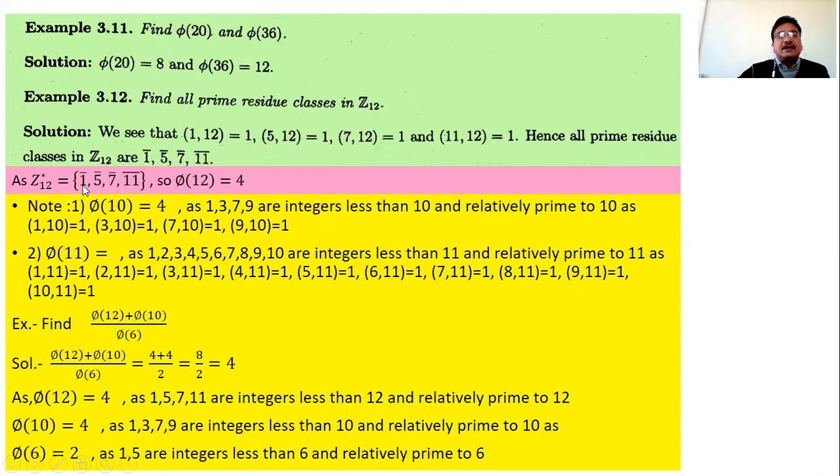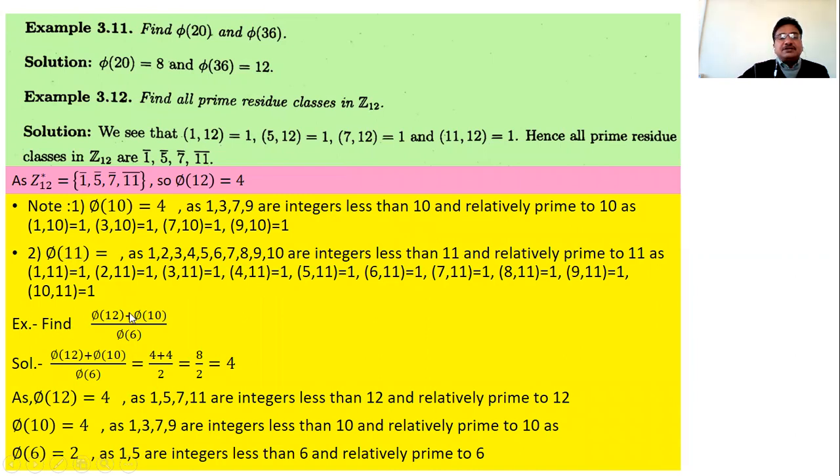And so Z12 star is what? 1 bar, 5 bar, 7 bar, 11 bar. And so if you find phi 12, it is equal to 4. Phi 10 is 4 because 1, 3, 7, 9 are integers less than 10 and relatively prime to 10. Phi 11 is what? 1, 2, 3, 4, 5, 6, 7, 8, 9, 10. So phi 11 is 10, because these 10 numbers less than 11 are relatively prime to 11.